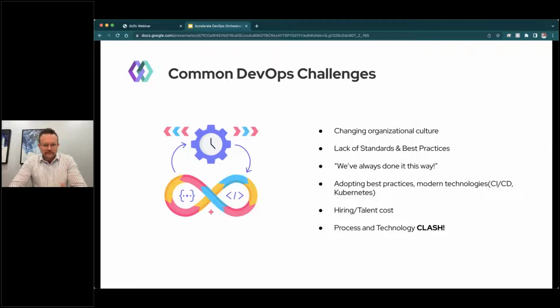Some of the common DevOps challenges that we hear when you're trying to implement DevOps: we often say that some organizations can do well with a DevOps reset. And a lot of that is because you have to change your culture in order to implement DevOps correctly. A lot of times there's a lack of standards, a lack of best practices. There's always the mentality that we've always done it this way.